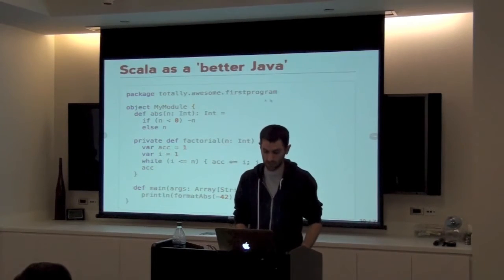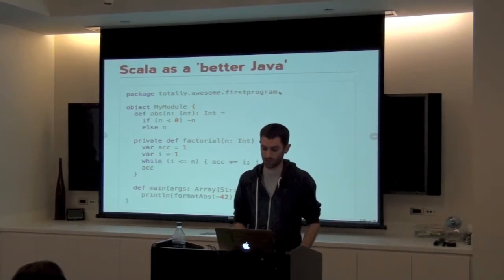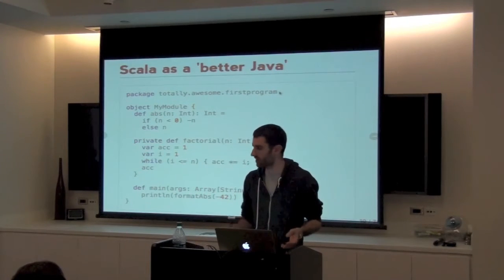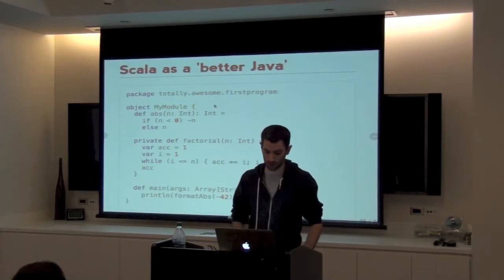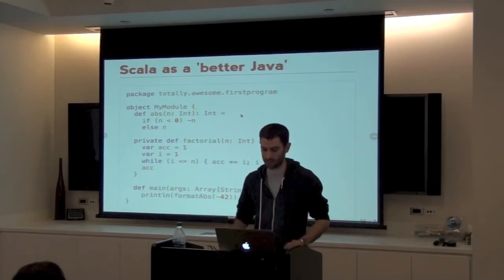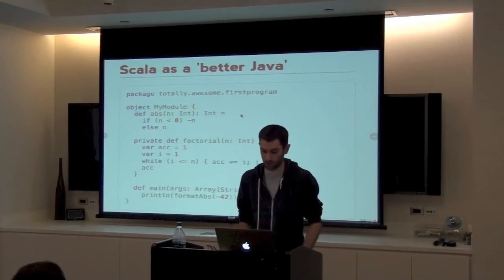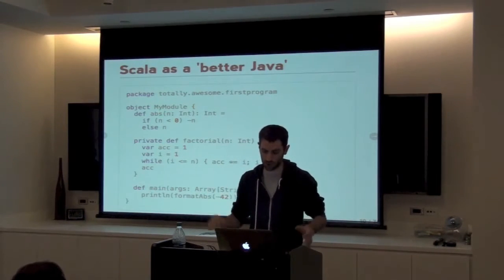Let's go through this line by line. We have package declarations, which work pretty much the same as in Java. One thing to notice is you're not required to put semicolons after all your statements. Scala will infer the semicolons for you. There are some finicky rules for when that happens and when it doesn't that I'm not going to worry about. For the most part, you don't need to put semicolons in unless you want to put multiple statements on one line.